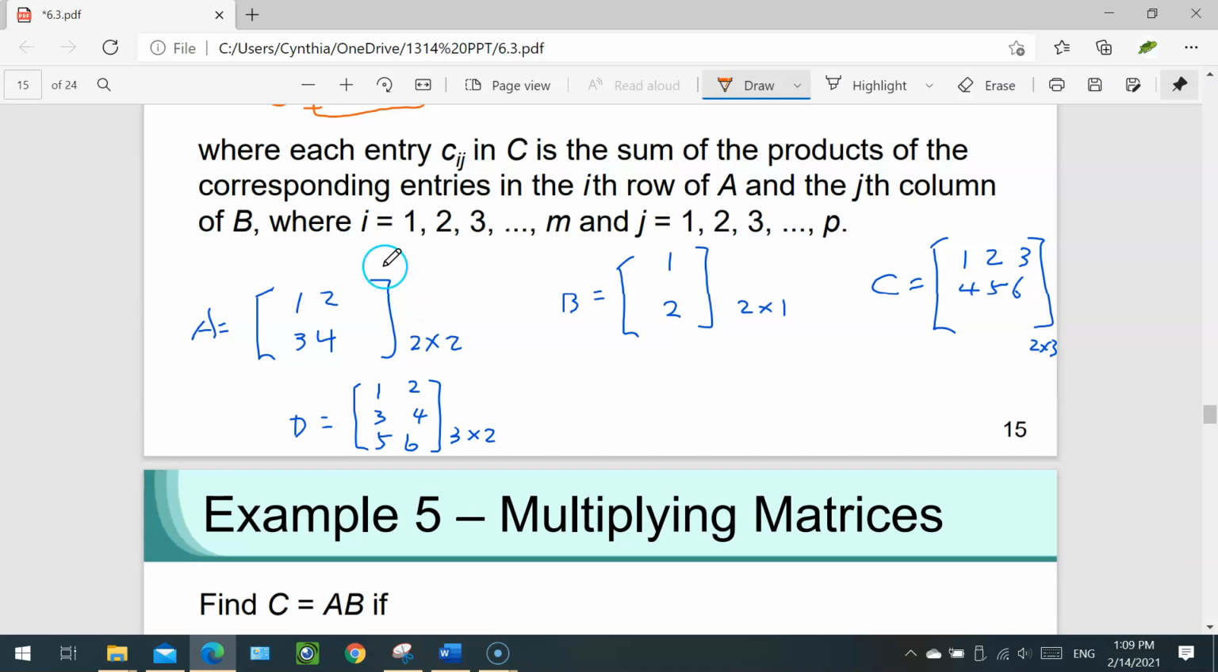If we look at the example here, matrix A is 2 by 2, and B is 2 by 1. Can I multiply matrix A by matrix B? Yes, because the column of matrix A is 2 and the row of matrix B is 2. So they are equal. In that case, the product output of these two matrices would be 2 by 1.